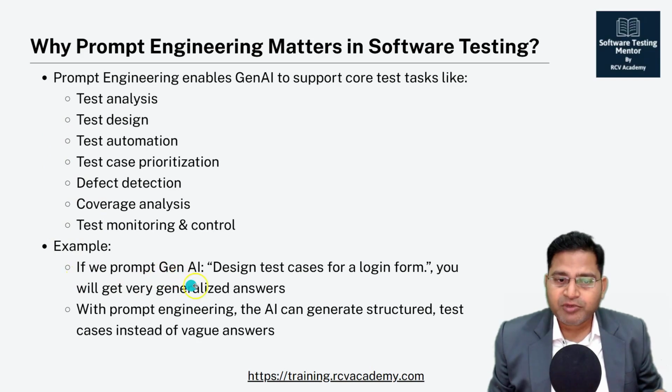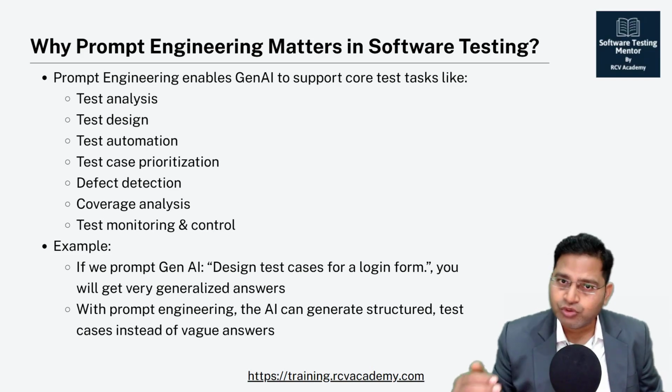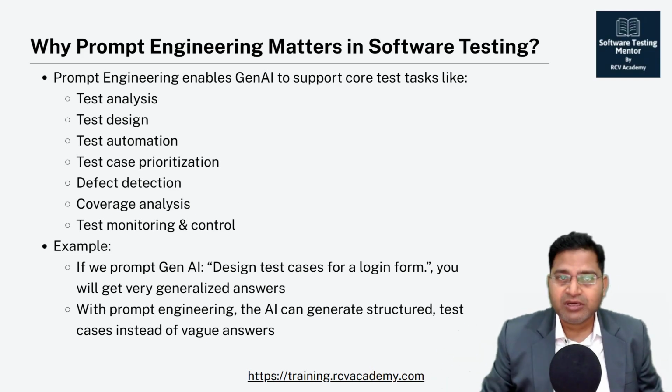For example, if we prompt GenAI, design test cases for login form, you will get a very generalized answer. That's the reason why we need to write better prompts, because we are not using generative AI in any one or very specific area. You can use it in any part of the software testing lifecycle and software development lifecycle, including test automation. If you ignore prompt engineering, you will get very bad responses from generative AI which you won't be able to use, and you will end up cleaning up a lot of the output from the LLM before you can use it, which will not improve your productivity but decrease it.